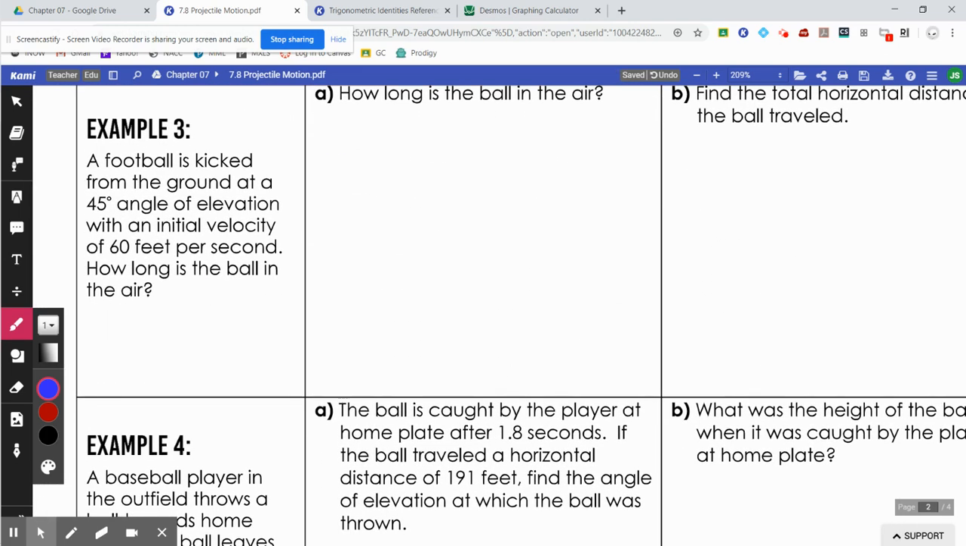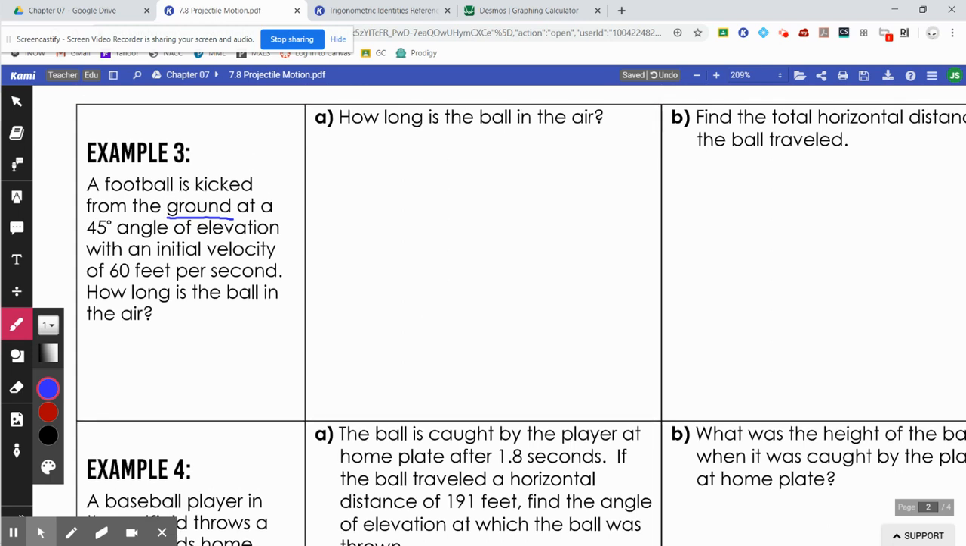Example 3. A football is kicked from the ground, so your h of 0 is going to be 0, at an angle of elevation of 45 degrees with initial velocity of 60 feet per second. How long is the ball in the air? So now it's a little bit different.